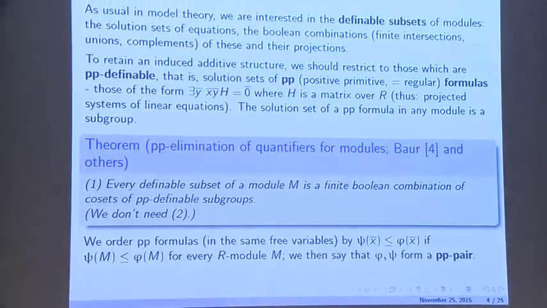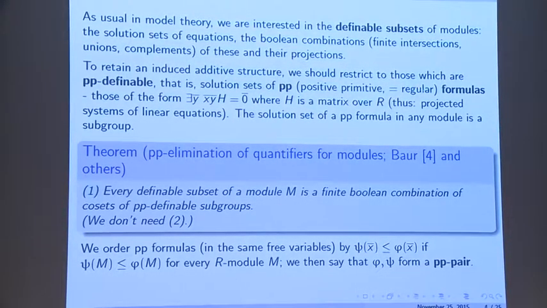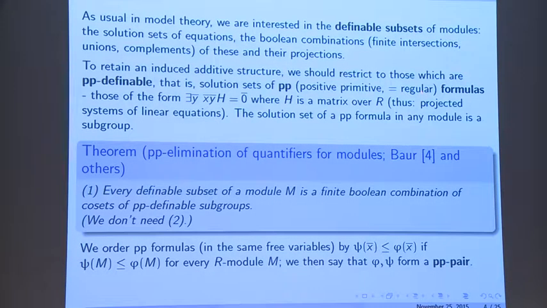And we're going to look in particular at these so-called PP, for positive primitive, formulas, but they are actually just what, in the earlier terminology we saw earlier in the week, were regular formulas. The free variables are the tuple x bar, which is x1 up to xn. So you just look at a homogeneous system of R-linear equations, where R is a ring, and you project some of the coordinates. So with projected systems of homogeneous linear equations, the solution sets are always going to be subgroups of your module, or powers of the module.